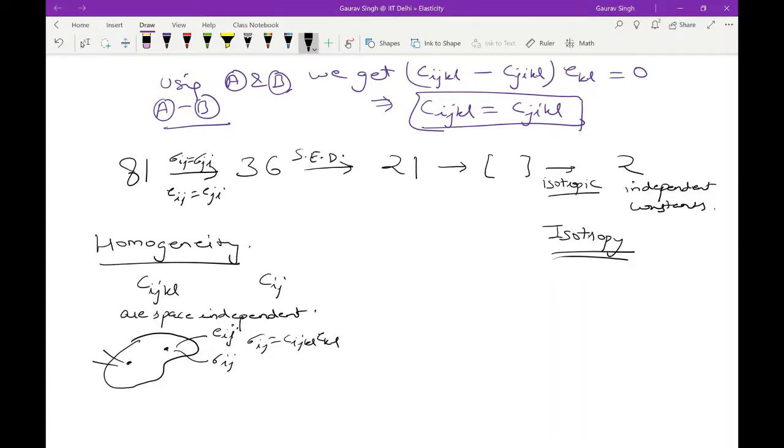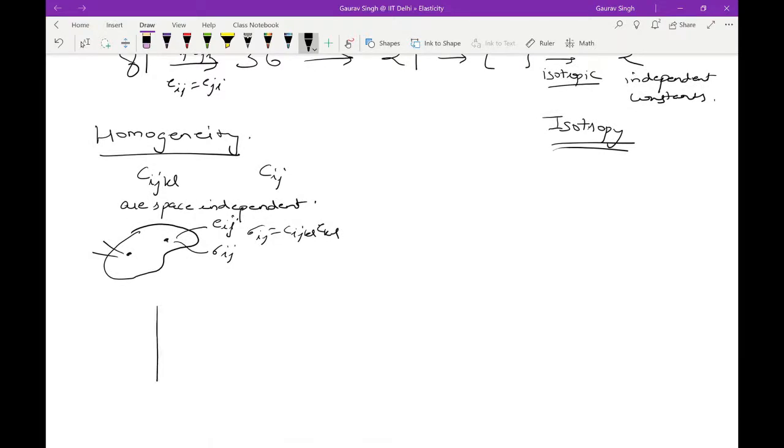For example, if you have, say, a solid like this which has reinforced steel balls like this, so clearly the Cijkl in these parts will be very different from the bulk. Okay, so if your point of interest is lying over here, the Cijkl will be different. If your point of interest is lying over here or here, the Cijkl will be different. So this is the concept of homogeneity, and in our case, as I have said, Cijkl will not be changing.